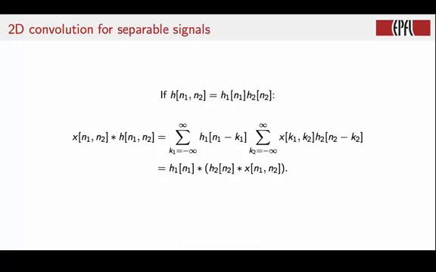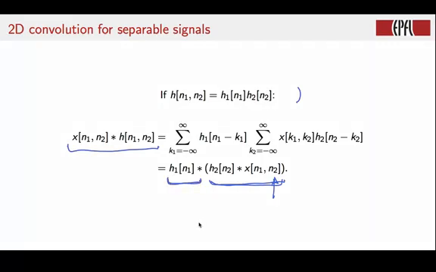If one of the signals is separable, then we can show that the convolution can be split into two one-dimensional convolutions, as shown here. So if we assume, for instance, that H is separable in the convolution of H of N1 and N2 with X of N1 and N2, then the convolution can be performed in two steps. First, we convolve X with H2 of N2, using only N2 as the free variable, and then we convolve the result with H1 of N1.